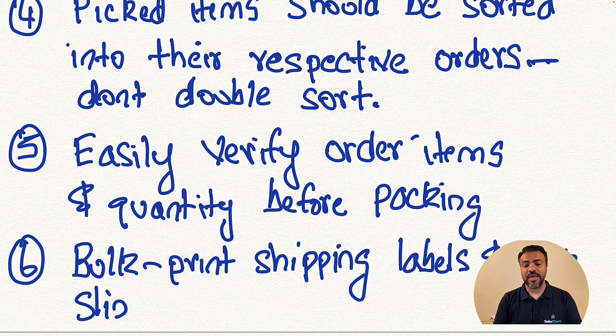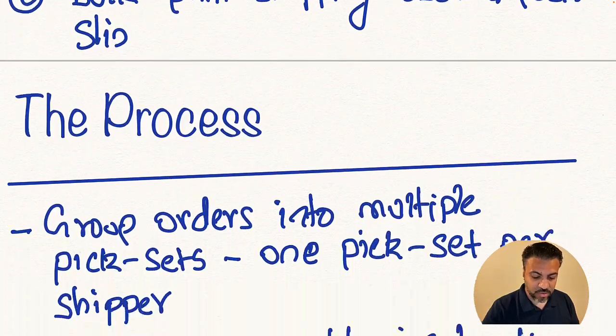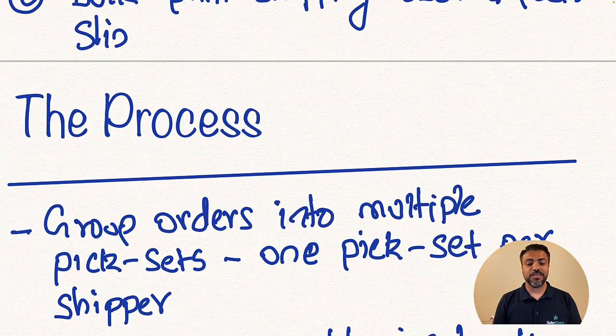Now let's look at how that process works in SellerChamp. This is the SellerChamp process. The first thing we're going to do is group our orders into multiple pick sets. For this particular example, we have 3 shippers, so we're going to group our orders into 3 pick sets: pick set 1, pick set 2, and pick set 3.